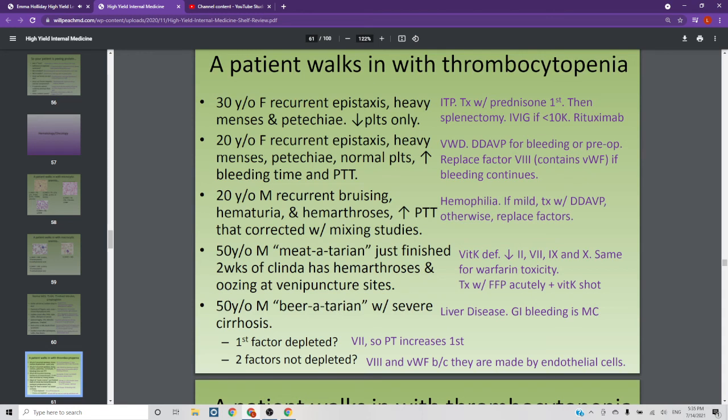If you have a mixing study, you've got an elevated PTT, and then you put in normal blood and it still doesn't work, that means there's an inhibitor that's present. So even if you add the factor, the inhibitor in the patient's blood is going to screw it up.